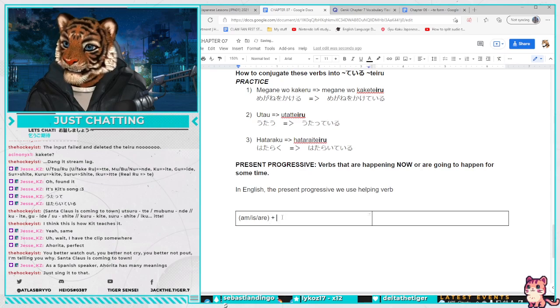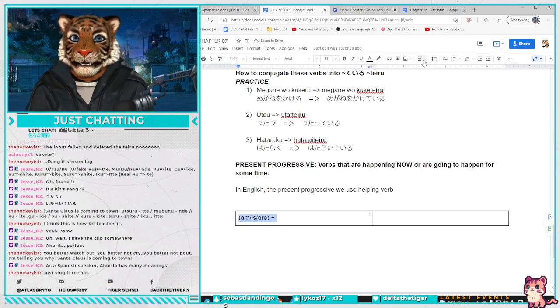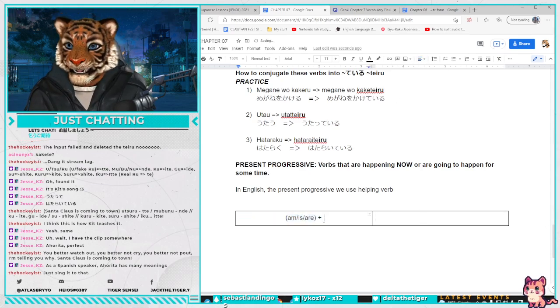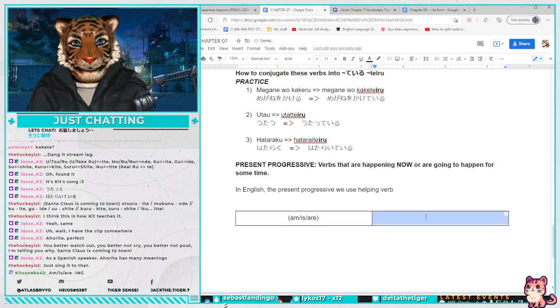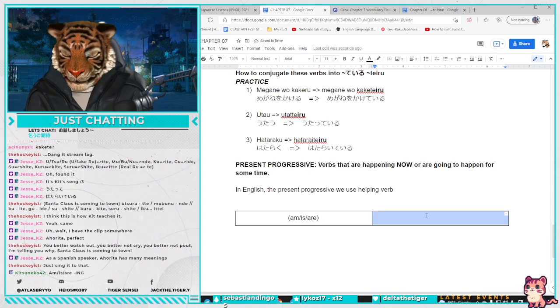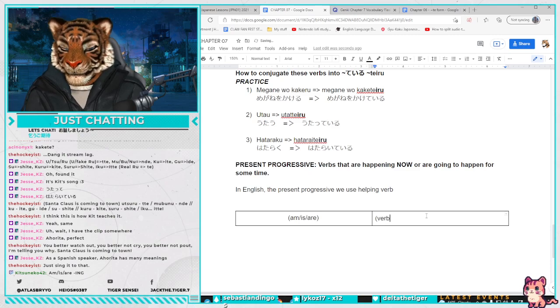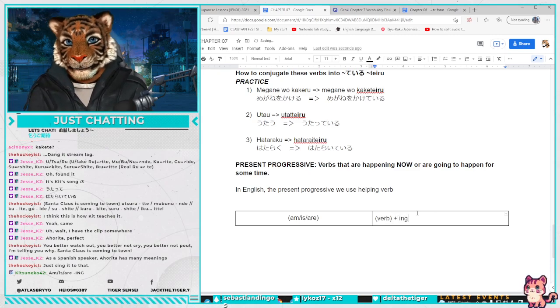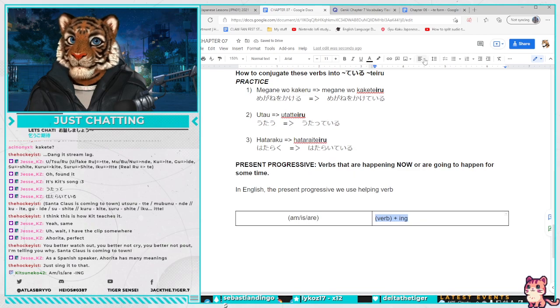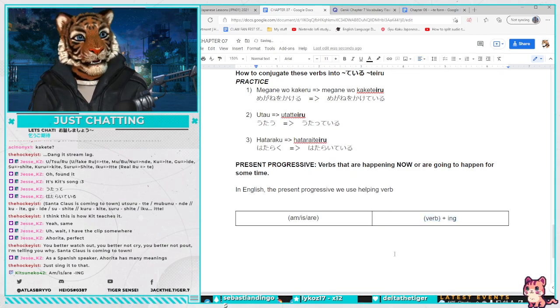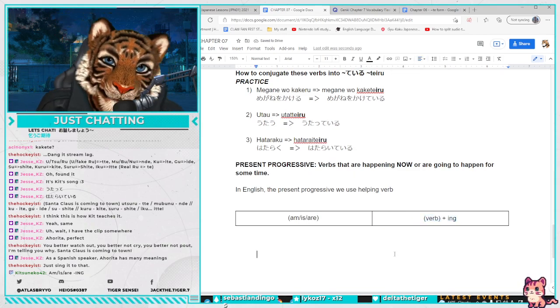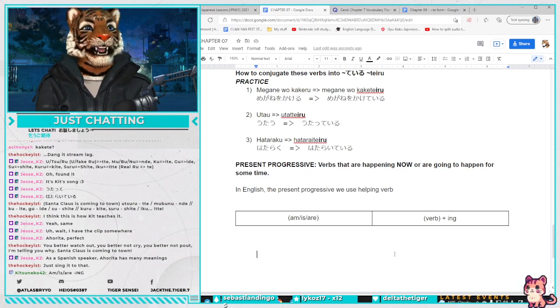So in English, whenever we use the present progressive, we do this. And this will probably help you understand what this means. Yes. We need the verb plus ing. This is the present progressive. Basically, things that are happening right now.